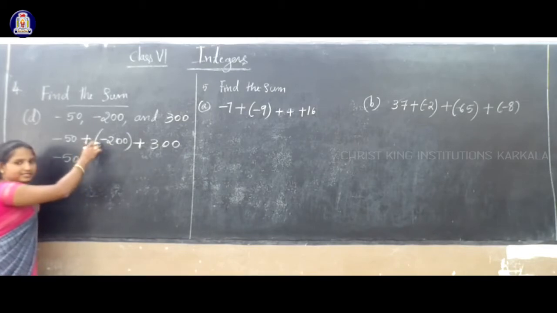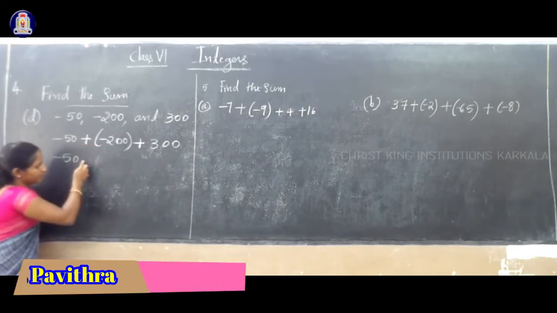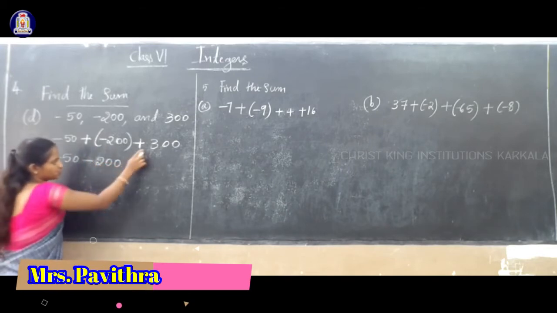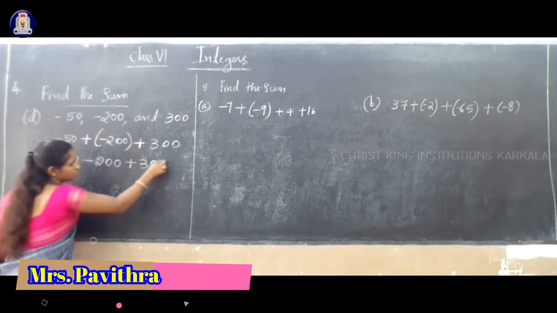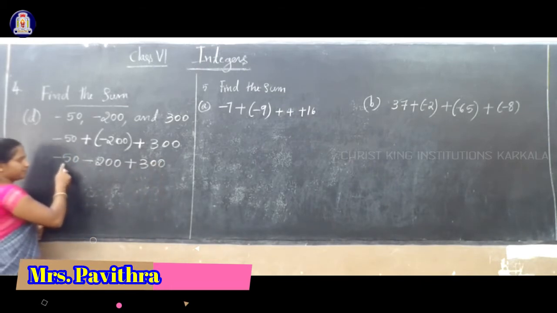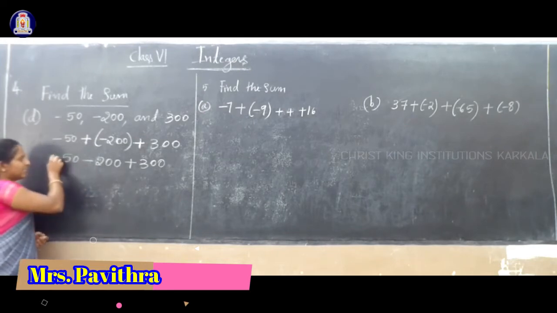Just multiply the signs. Clear? So plus into minus. What is plus into minus? Minus. So minus 200 plus 300. Clear? So the next step: minus 50 minus 200. In this, the sign is negative.